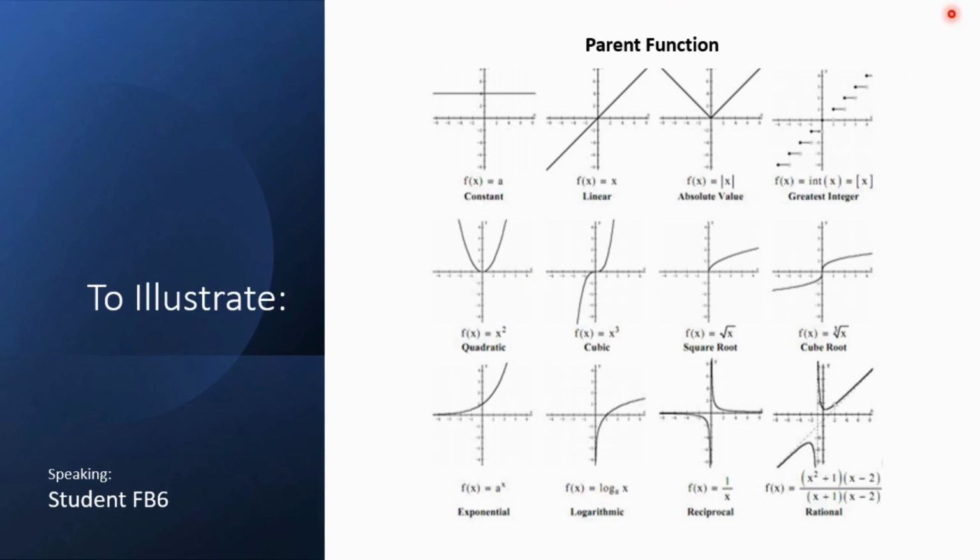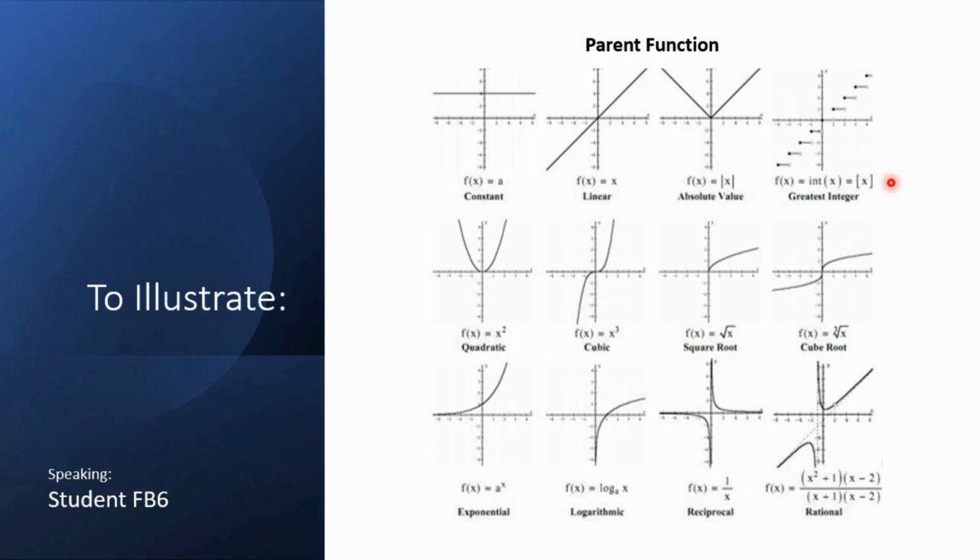For example, we have the constant function. All constant functions are graphed as horizontal lines. Linear functions, of course, from the name itself, are lines with slopes. On the other hand, the absolute value function has this iconic V-shaped graph, no? And so on and so forth. Each has its own behaviors.